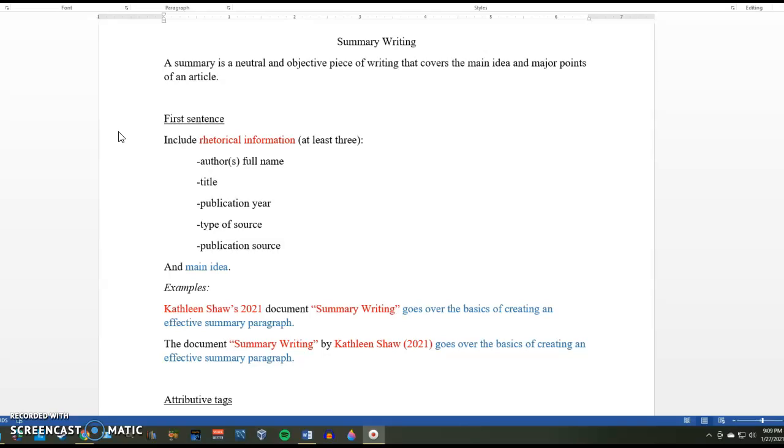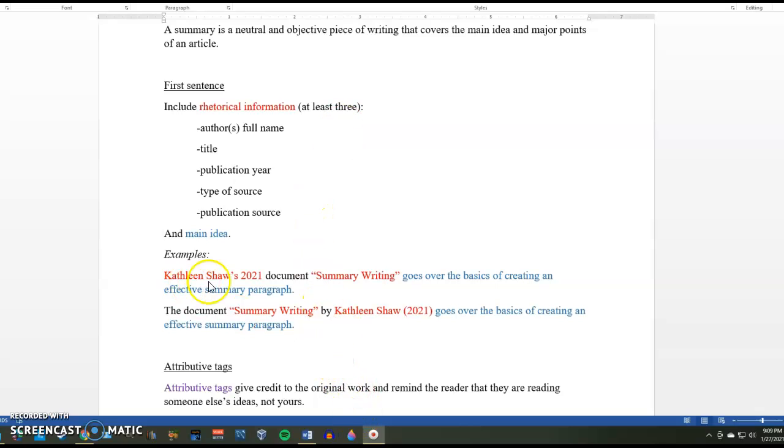The way that you let the reader know that you are relying on a source is you set it up with a strong first sentence. In the first sentence, you want to include rhetorical information so that your reader knows you're referring to a source. I said at least 3 here. That's kind of a new rule I just made up. If you can only find 2, it's okay. But it's a good idea to push yourself to get 3 of these into your sentence. And you can see down here that I have 3 in my fake examples.